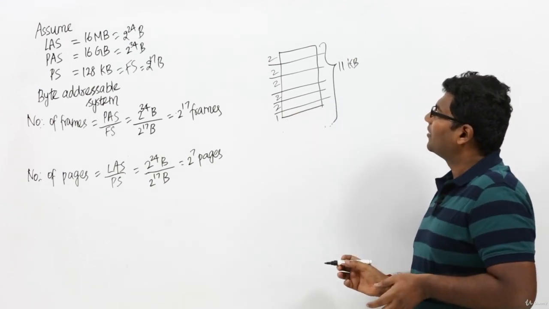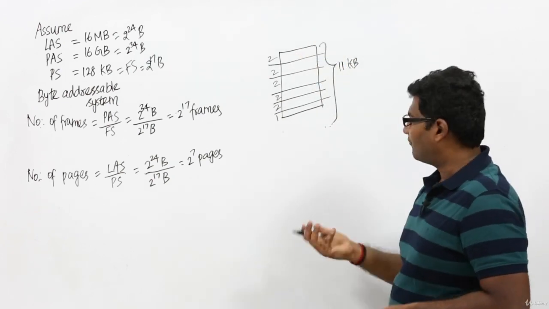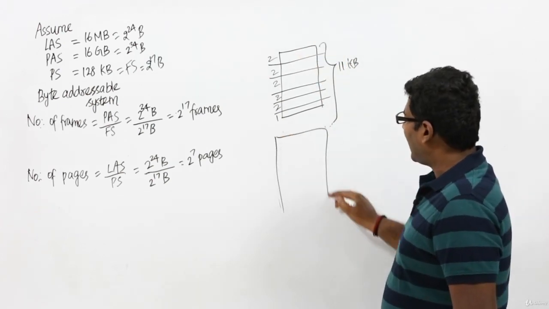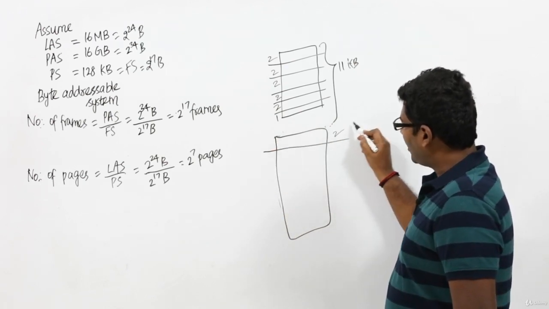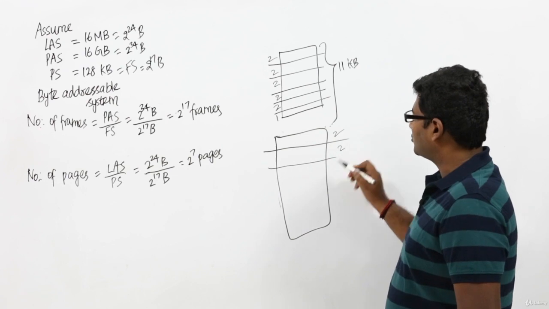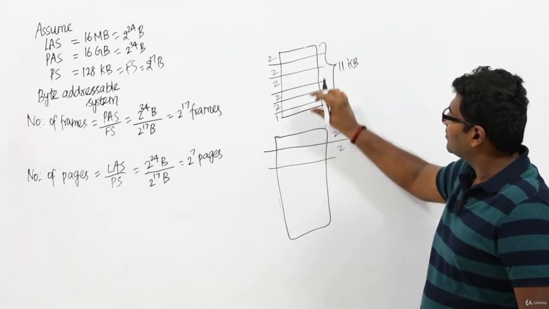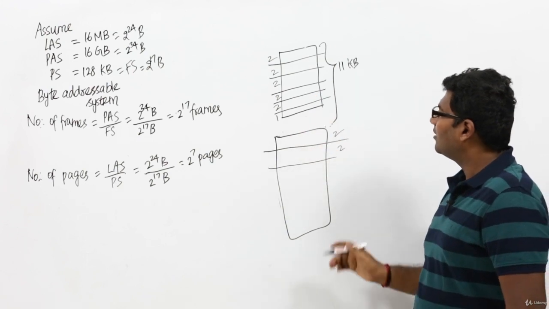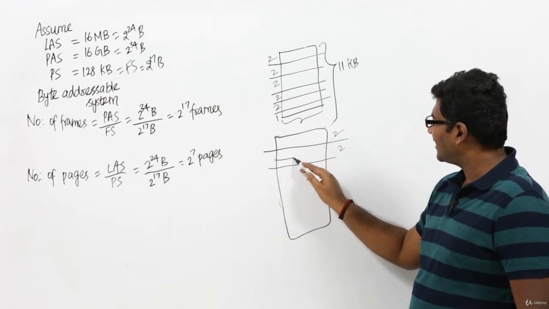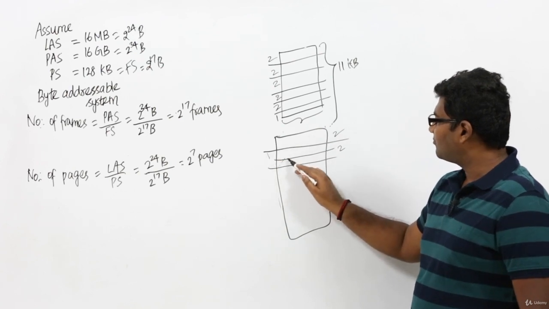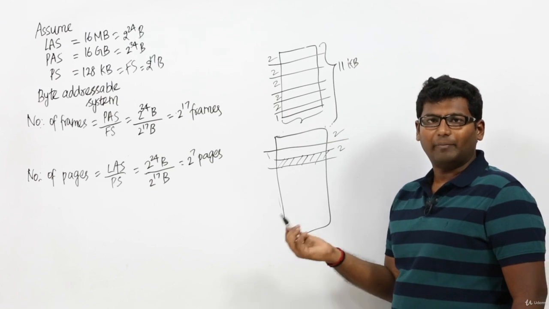Now I will take these pages and place them in the frames of RAM. The frame size of RAM will also be 2 KB. This page I will place here, this page I will place here, all are fine. While placing the last page, I will place exactly 1 KB and the remaining space is getting wasted. This is what we mean by internal fragmentation.